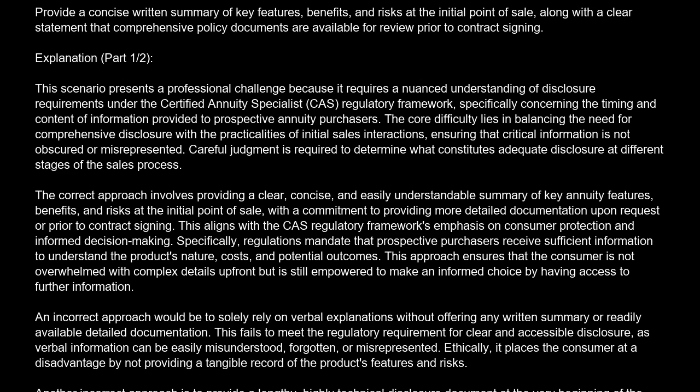The correct answer is D. Provide a concise written summary of key features, benefits, and risks at the initial point of sale, along with a clear statement that comprehensive policy documents are available for review prior to contract signing.